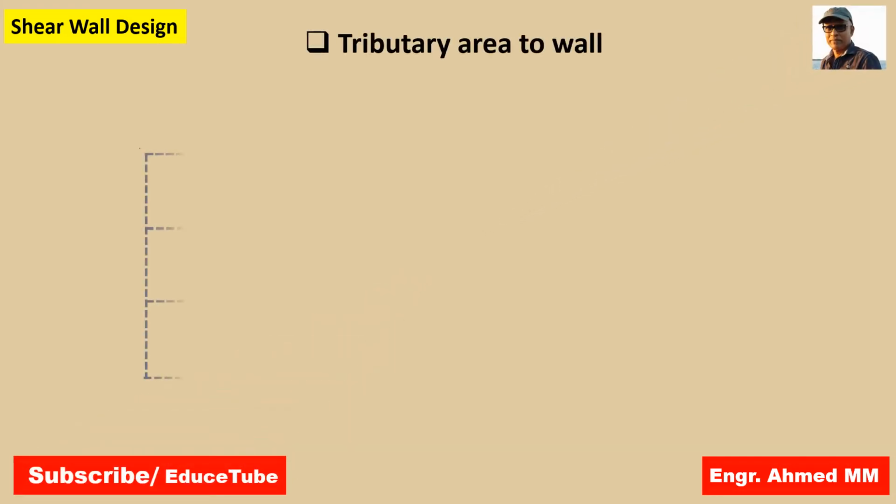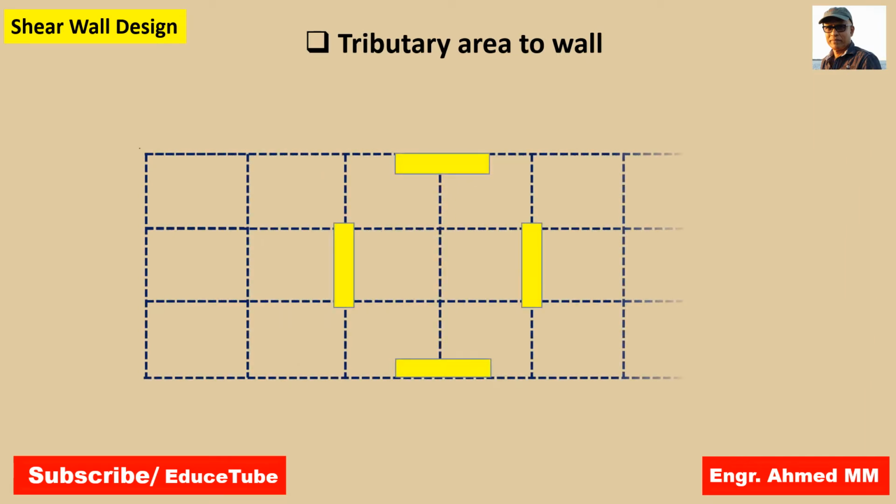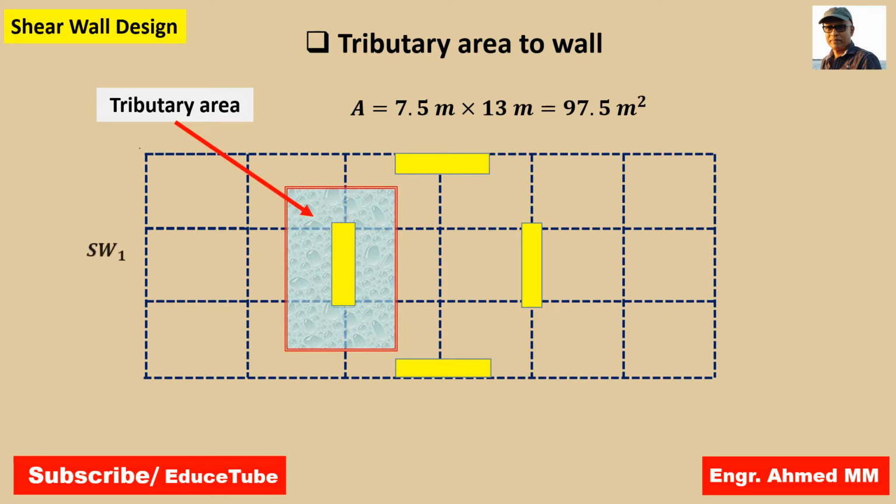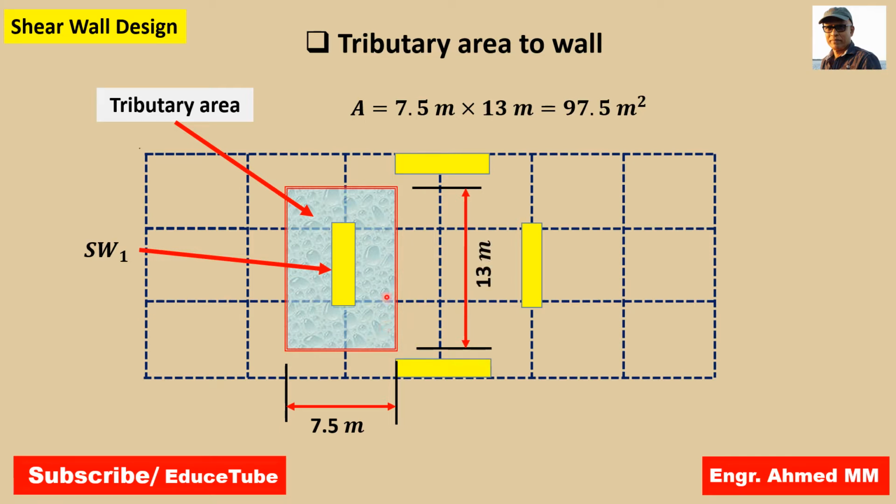As I said, here I will find dead loads and live loads on shear walls. To get that, I first have to know what the tributary area from the floor on the wall is. That is why I wrote tributary area to the wall. If I know the tributary area, it is easy for me to find the total dead load and live load acting on this shear wall.